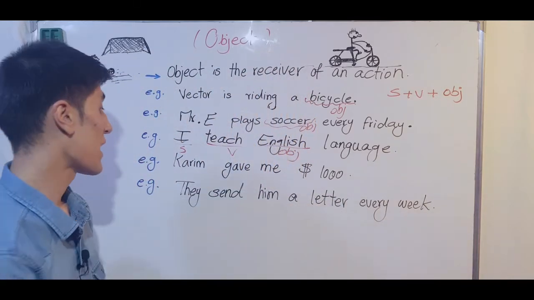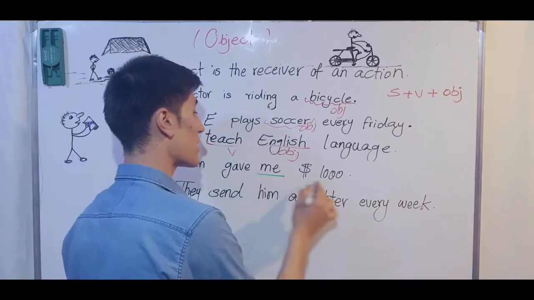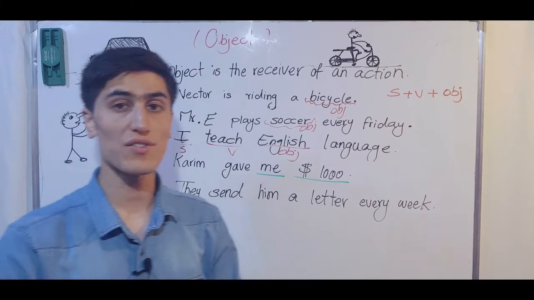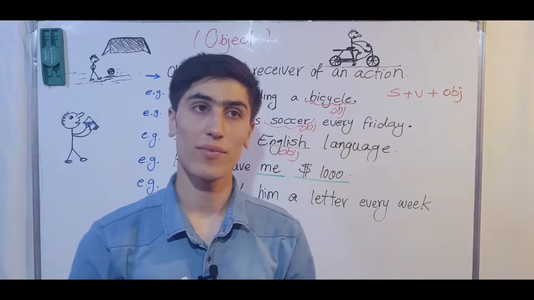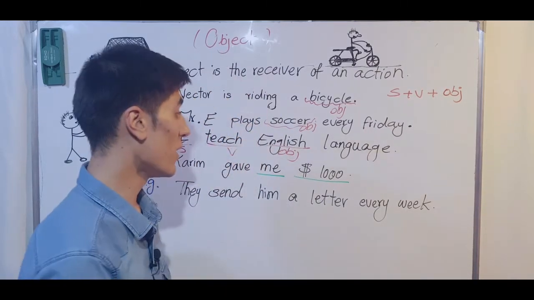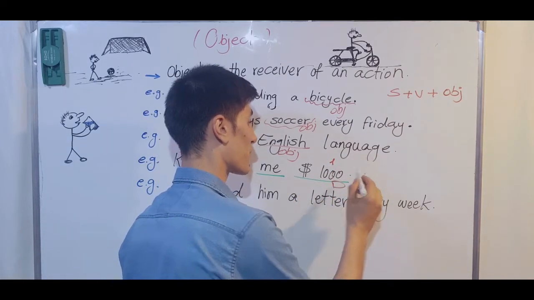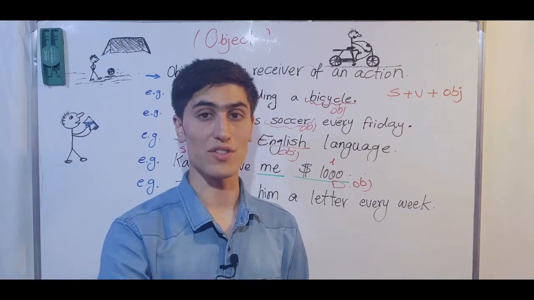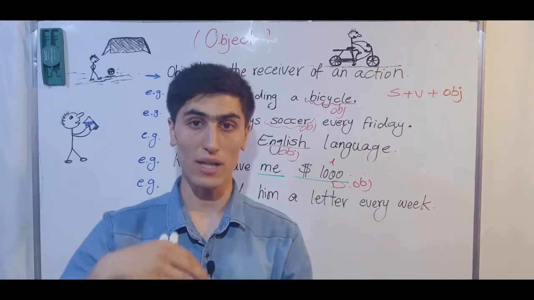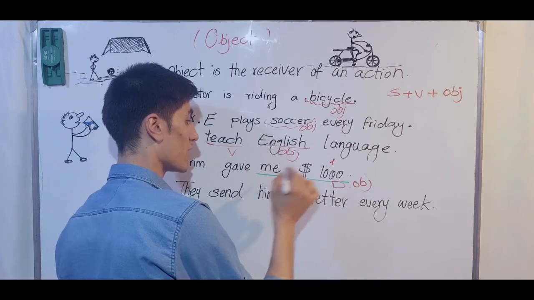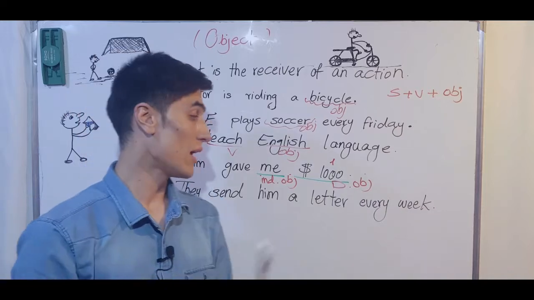Look at the examples. Kareem gave me $100. Here we have two objects. One, me, and the other one is $100. So which one receives the action first? The action is gave. What is given? Money is given, right? So money receives the action first, so it is the direct object, because money receives the action first. And then I am given the money. So the money is given to me. Now I am, or me, is here the indirect object.